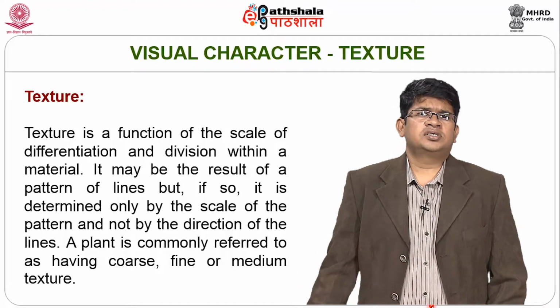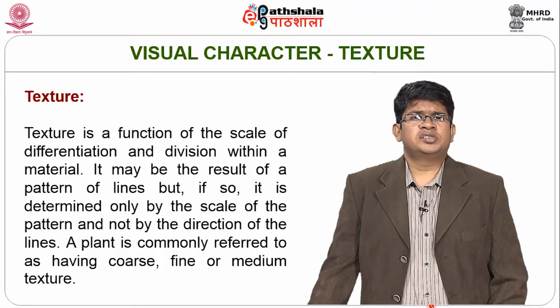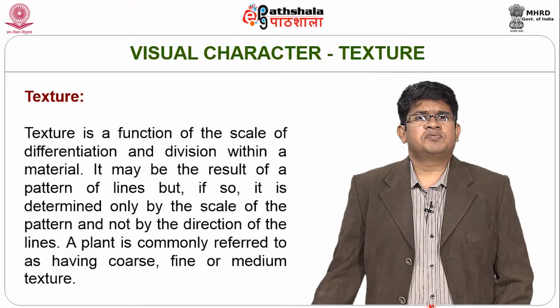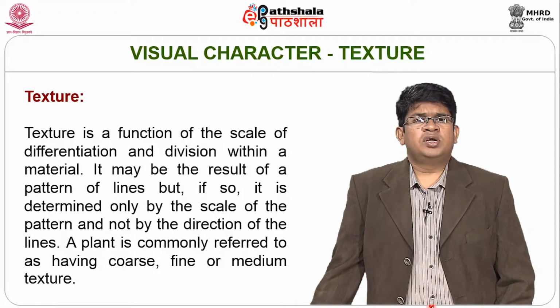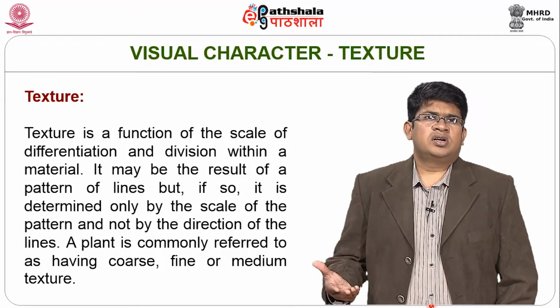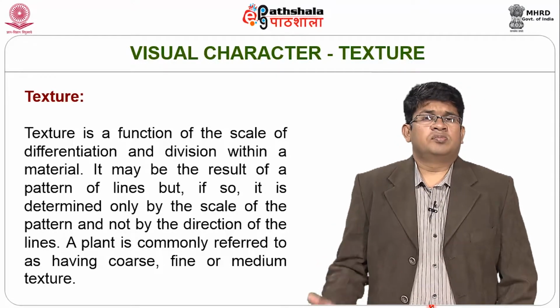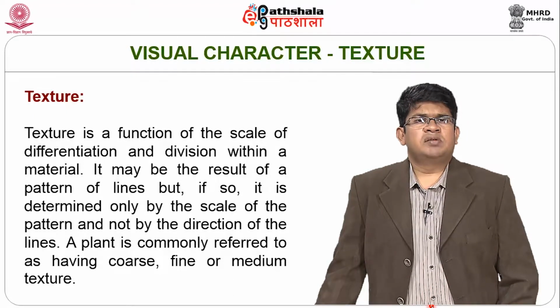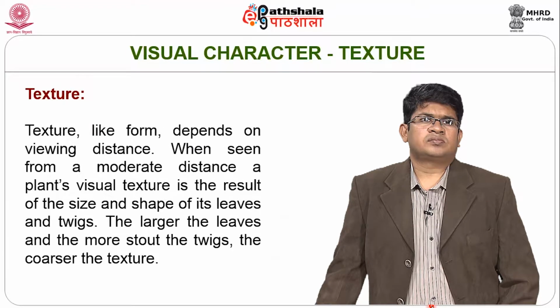So, texture is a function of the scale of differentiation and division within a material. It may be the result of a pattern of lines. If so, it is determined only by the scale of the pattern and not by the direction of the lines. A plant is commonly referred to as having coarse, fine or medium texture. So, we would be seeing about 3 different types that could generally be observed in plants, that is the fine texture, the medium texture and the coarse texture.